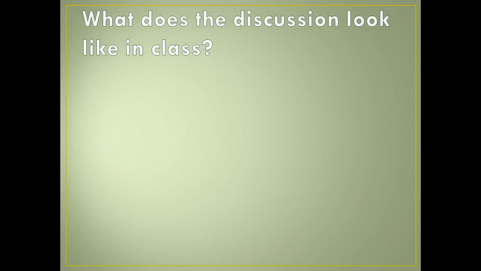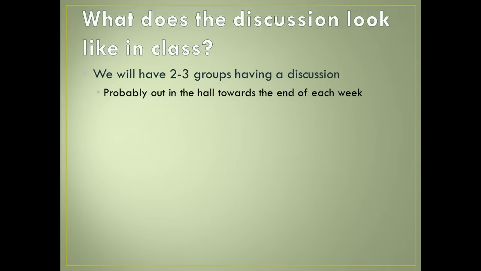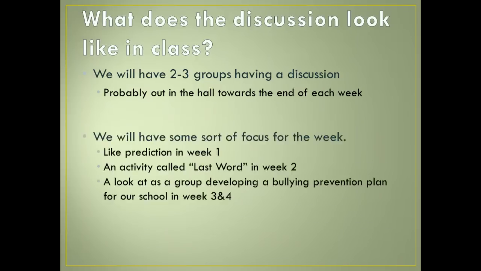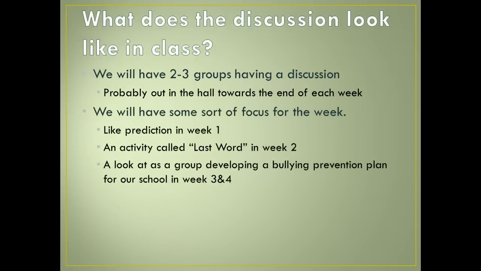Okay, so hopefully you paused the video and were able to watch that other one embedded below. And let's just kind of continue on with this discussion. What does it look like in class? Well, we're going to have about 2 to 3 groups having a discussion, probably out in the hall, towards the end of each week. We will have some sort of focus for the week. For example, week 1 we'll look at predictions. Since you're just starting out with the novel, what do you predict is going to happen later on?